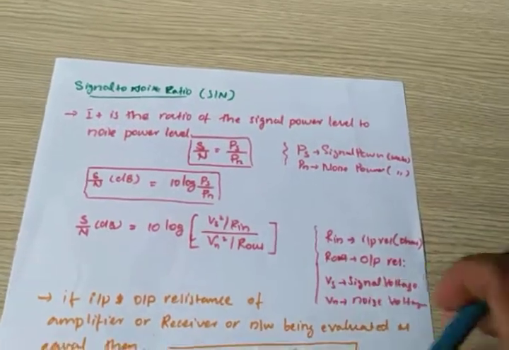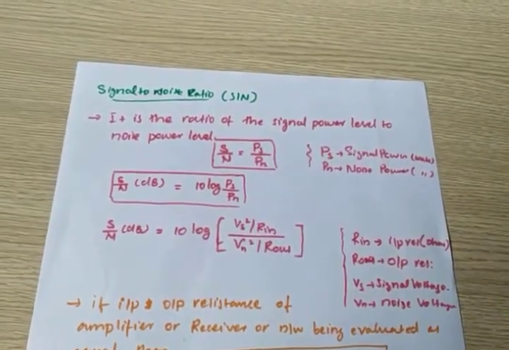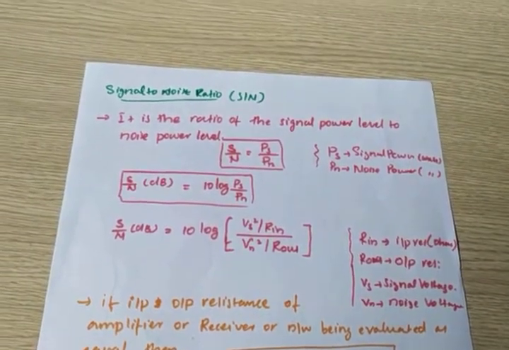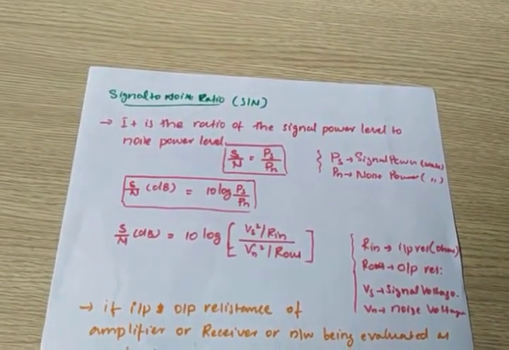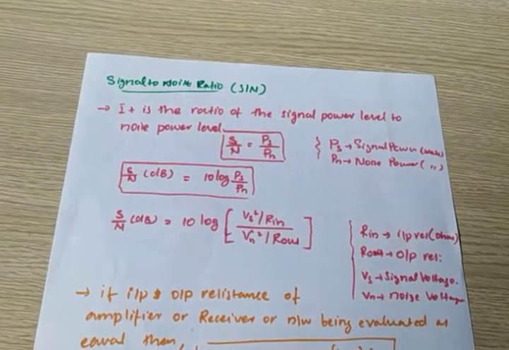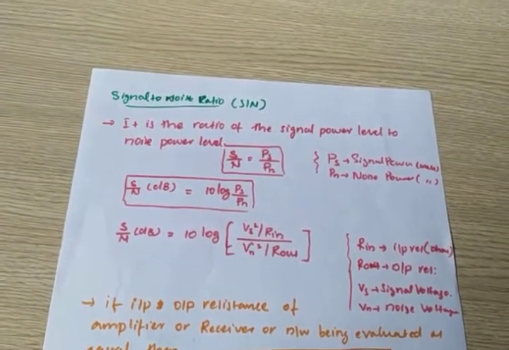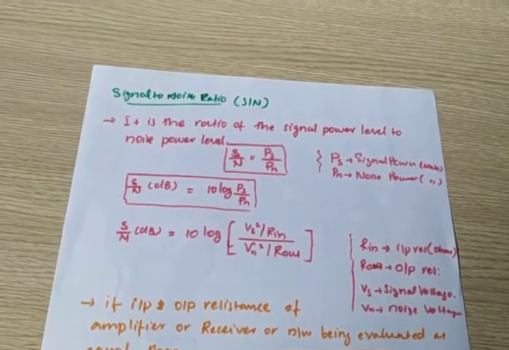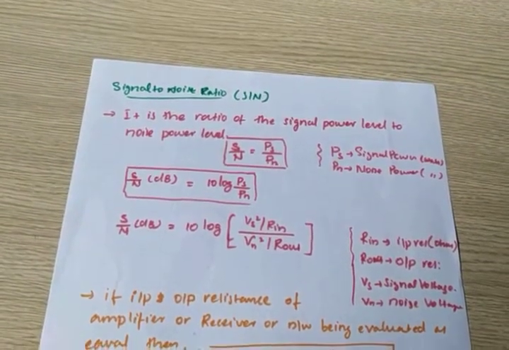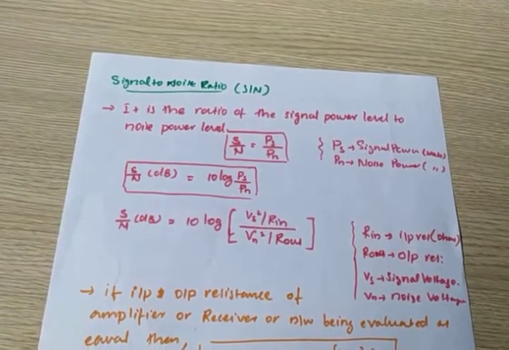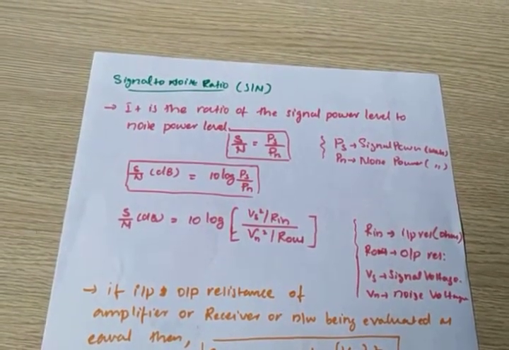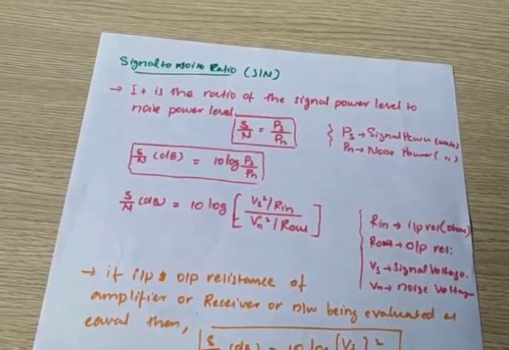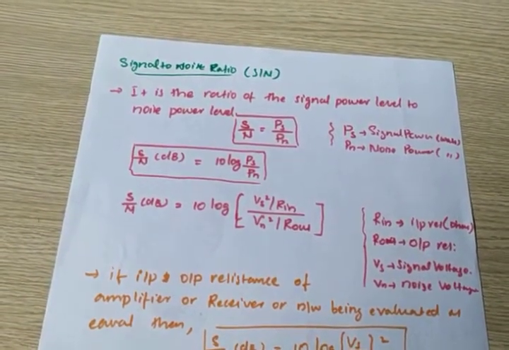Today we'll discuss different noise parameters. For these noise parameters we need to study signal to noise ratio, noise factor, noise figure, noise equivalent temperature, then narrowband noise. These are the different noise parameters. I'll discuss these things in two videos, so this is the part 1 video.